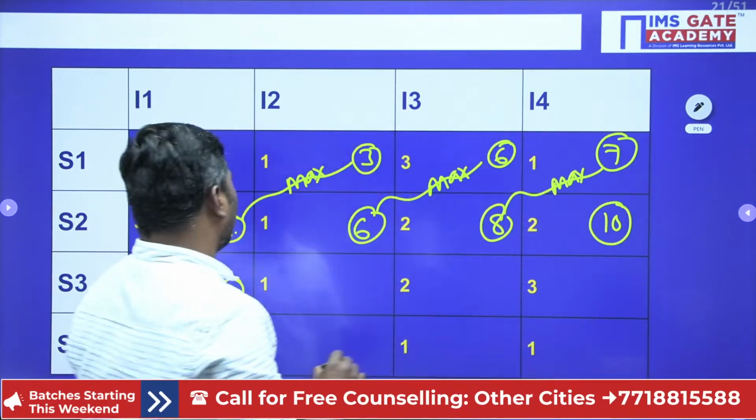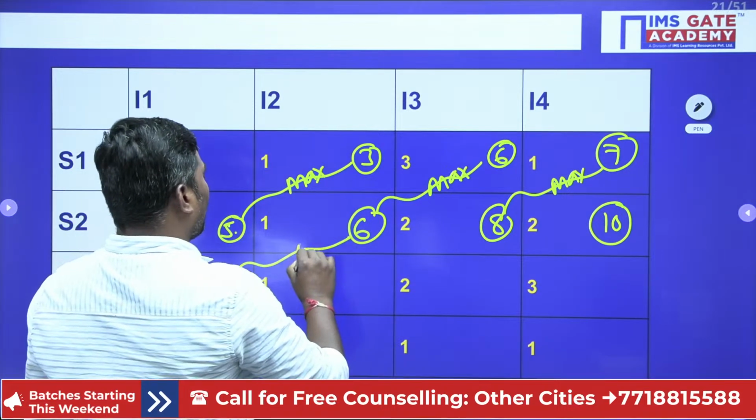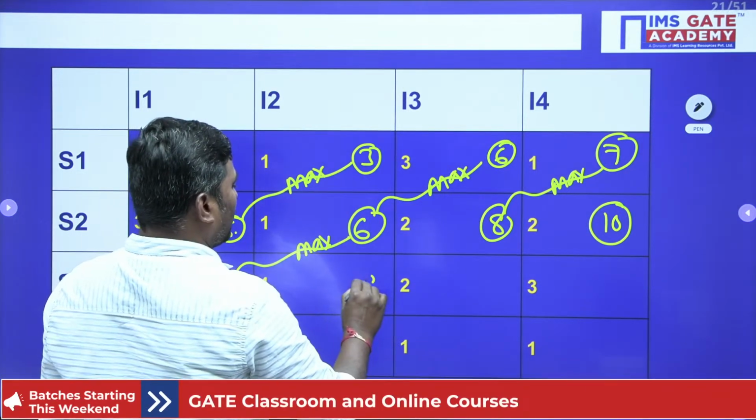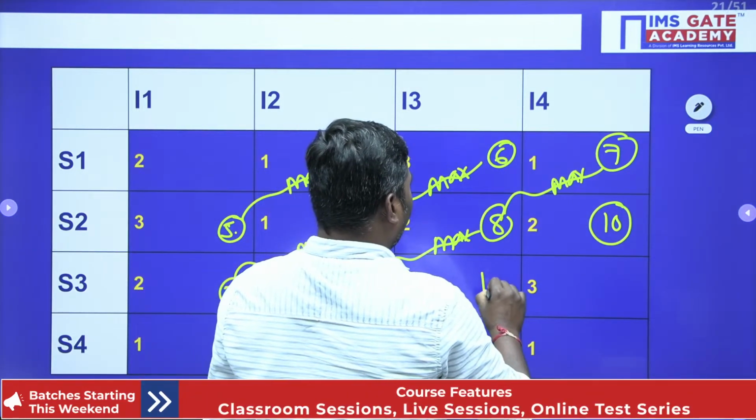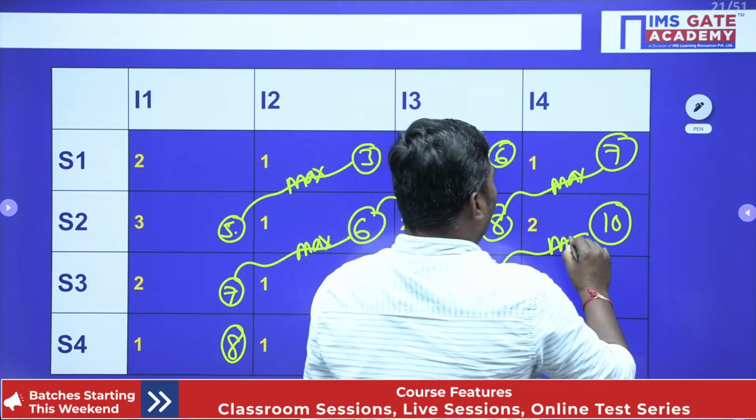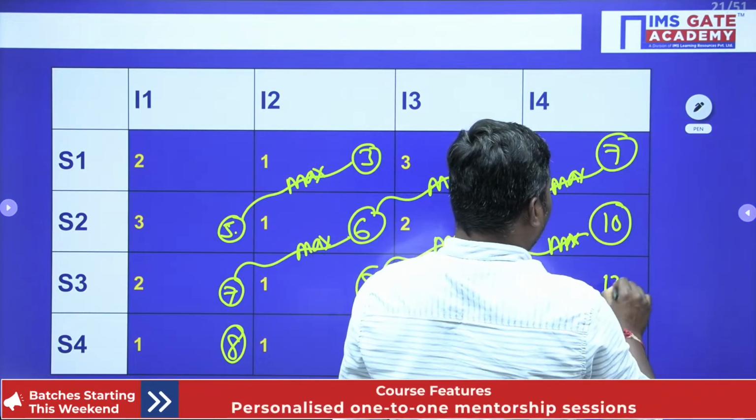Right. Then the maximum of these 2. What is the value? Maximum of these 2: 7. 7 plus 1 is 8. So the maximum of these 2. What is the maximum of these 2? 8. 8 plus 2 is 10. So the maximum of these 2. What is the value, maximum of these 2? 10. 10 plus 3 is 13.